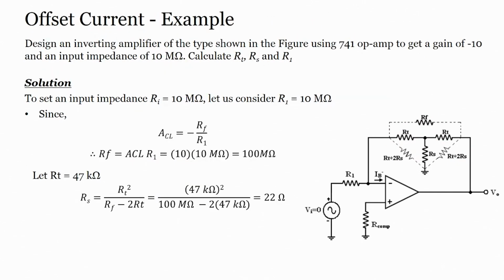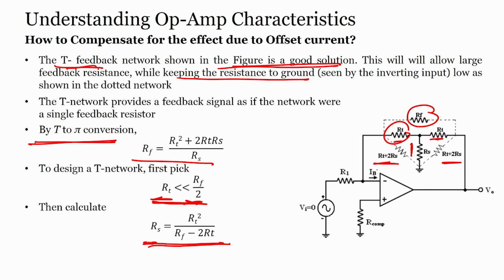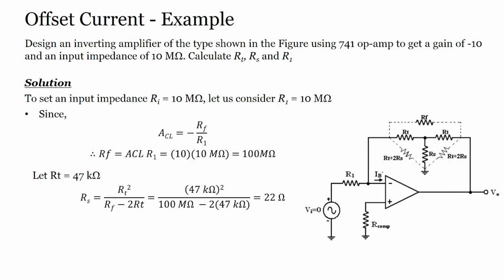Now, if there is a value of RF, then I can get the value of RS and the value of RT. So, two things we have to know from these equations, right, that we can design a circuit that can be used as a good compensation circuit to remove the effect of the offset current, and how we can choose the value of RT and how we can choose the value of RS. Now, let us take an example.